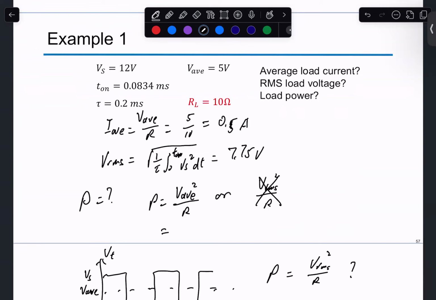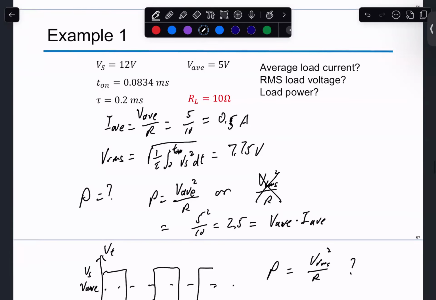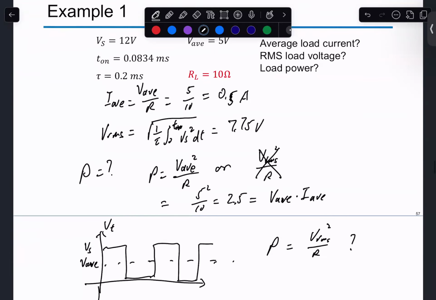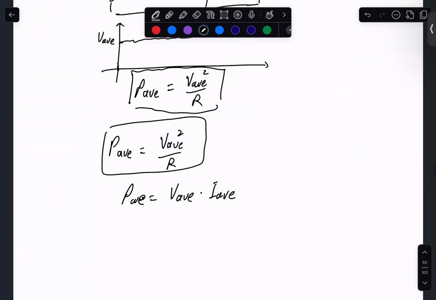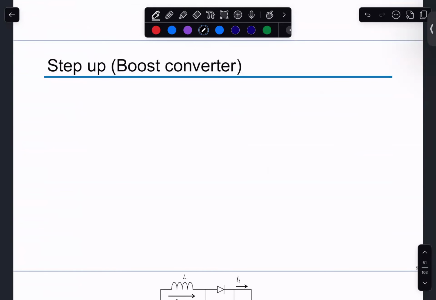We'll take this one. This is 5 squared over 10, 2.5. And this is equal to V average. You can check I average. Okay. So from now on, our power definition for DC-DC circuits will take the average voltage. We'll look at the average voltage here. All right. So this is a buck converter.